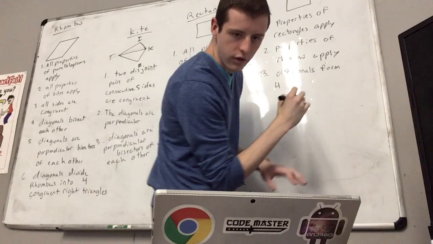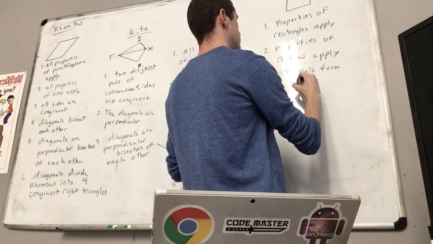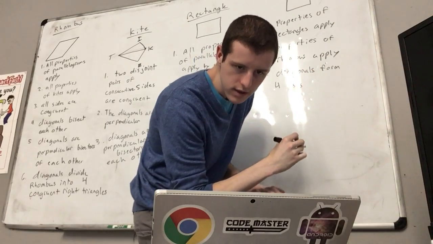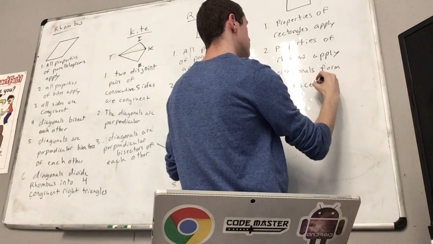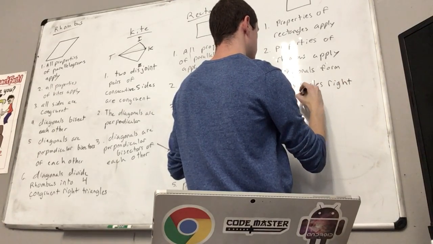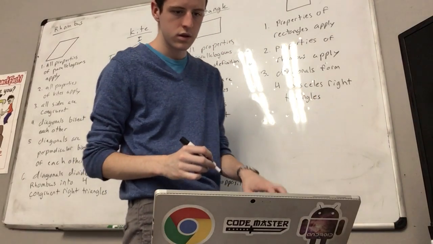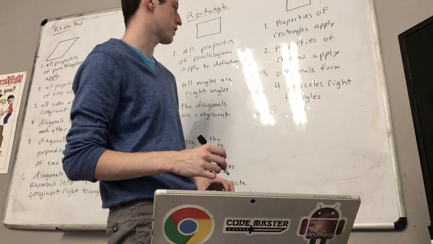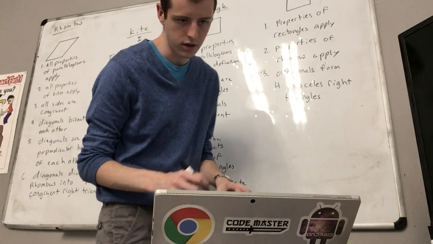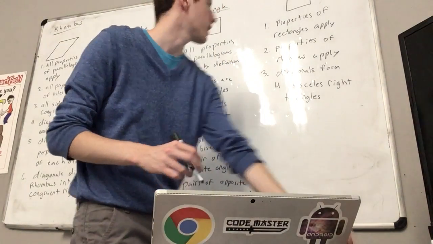No. 4. Isosceles. It's like 4 congruent isosceles right triangles, right? They're also congruent. That's okay.